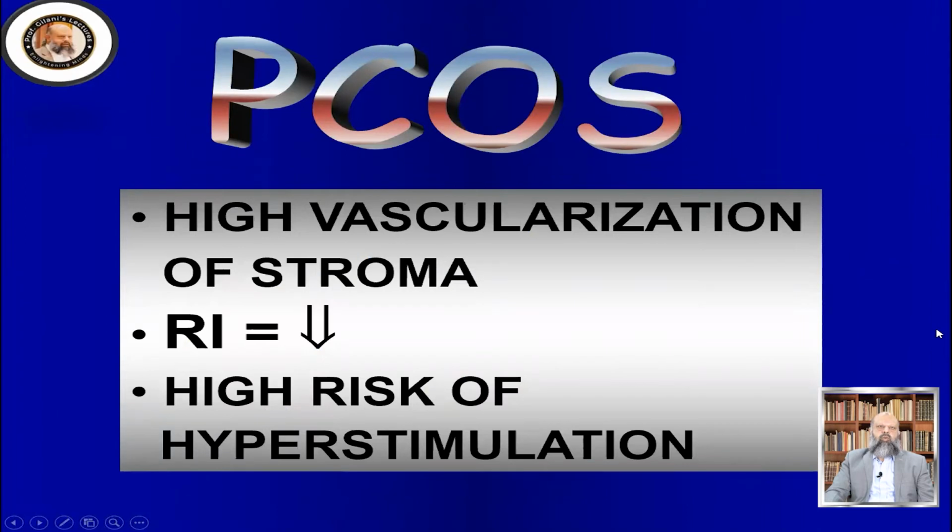Polycystic ovarian syndrome is characterized by some important things. In addition to the multiple cysts in the peripheral zone, we will have high vascularization of the stroma, in which the resistive index will be decreased. There will be a high risk of hyperstimulation.